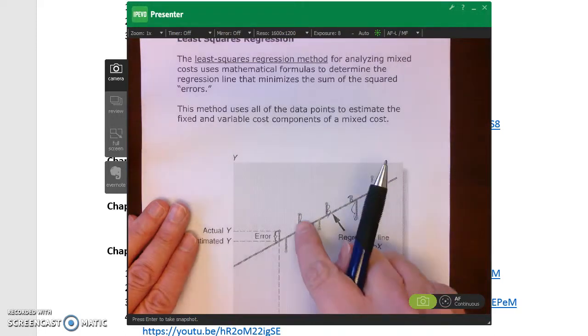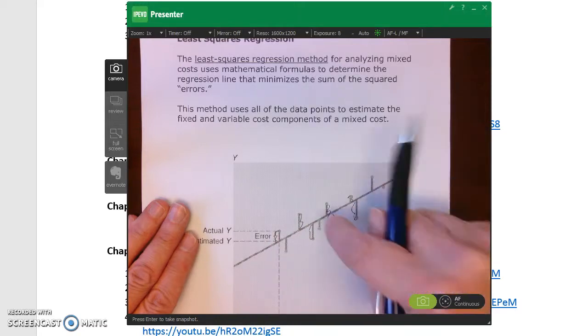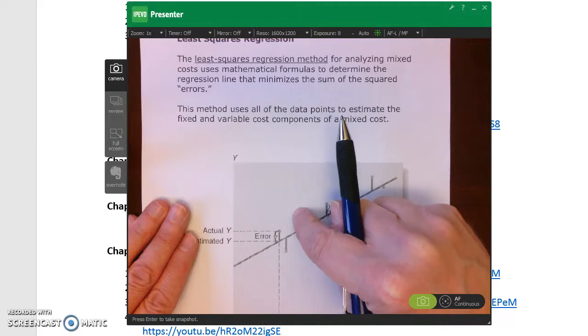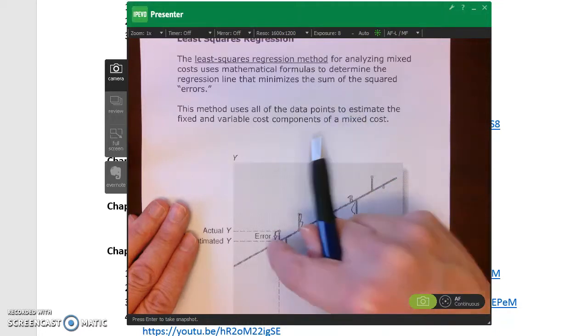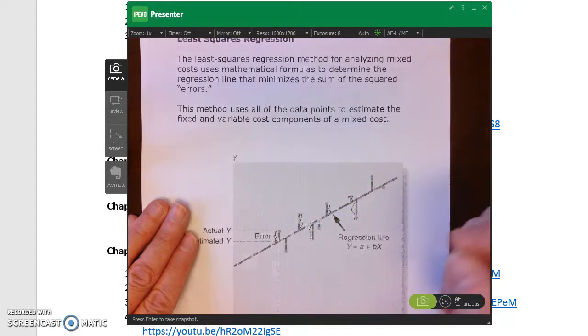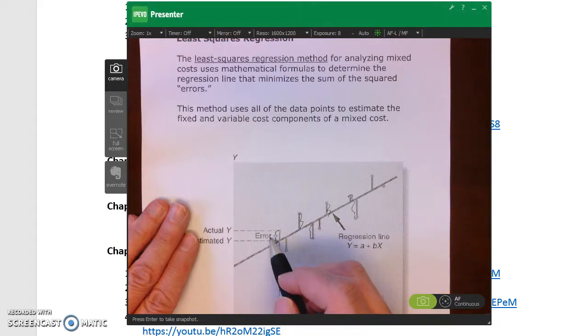So if you were to just find the line that gives me the smallest sum of errors, this is positive, this is negative, they could cancel each other out. So what I do is I square the error, and by squaring the error, it becomes positive. So what regression does is it finds the line that minimizes the sum of the squared errors.